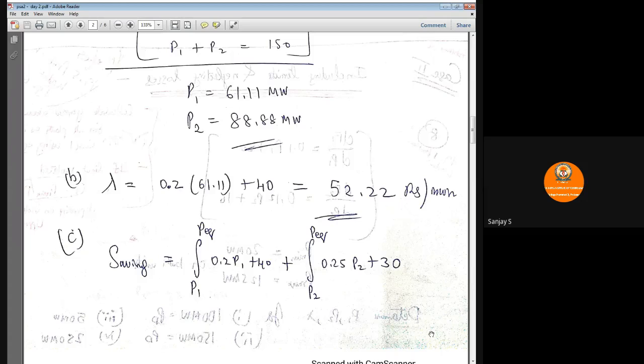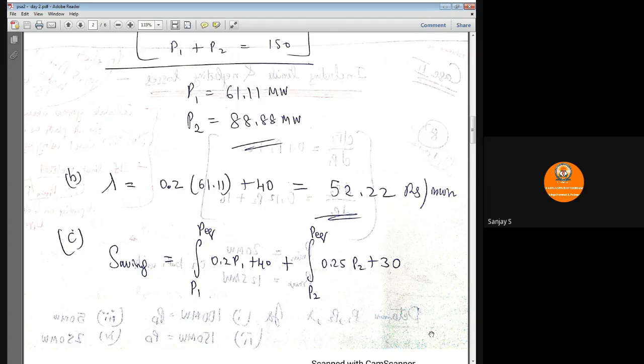Two plants are there and 150 megawatt is there. You have to share equally: 150 divided by 2 for each of the plants, 75, 75. This is what is equal load sharing. The given load demand you divide among the given set of units. Two plants are there, 150 is the demand, 150 divided by 2 is 75.